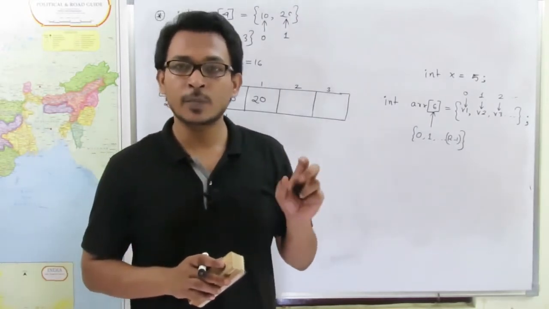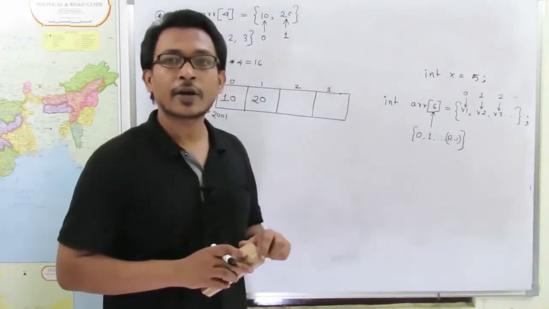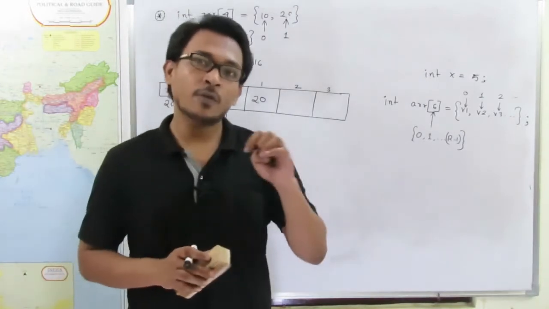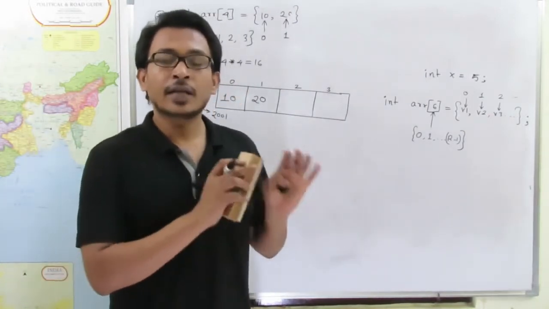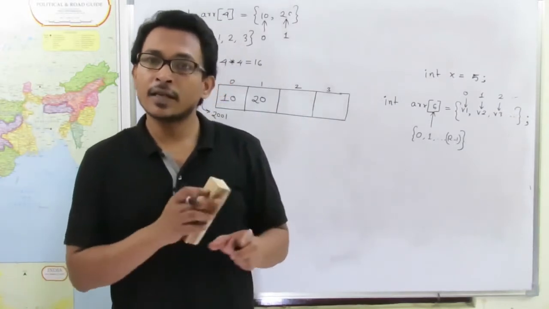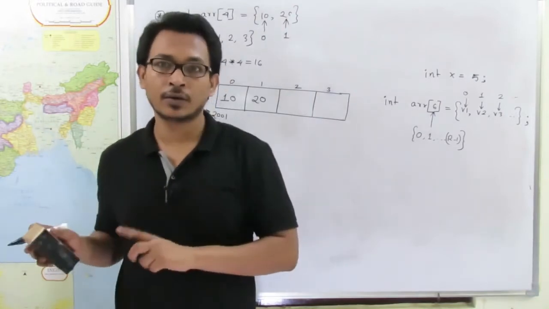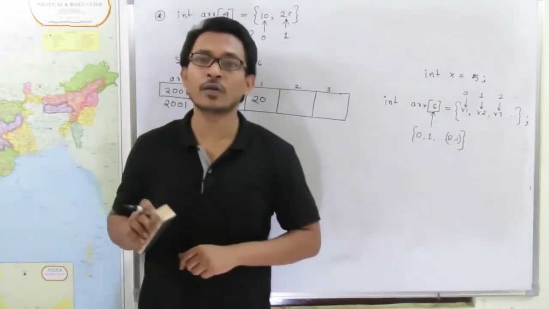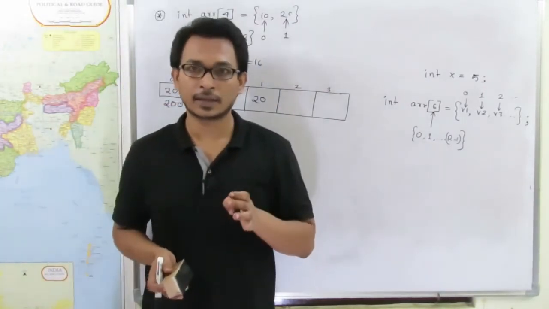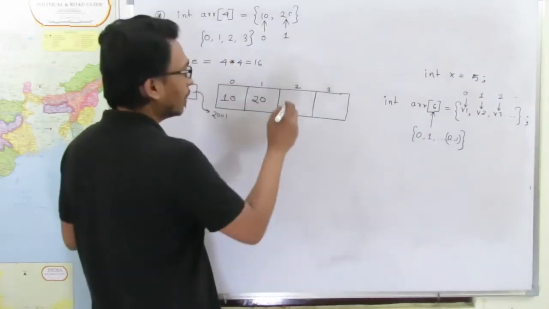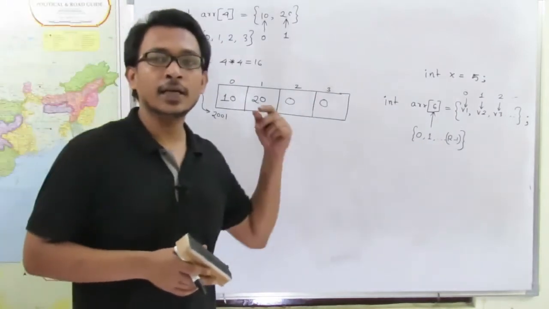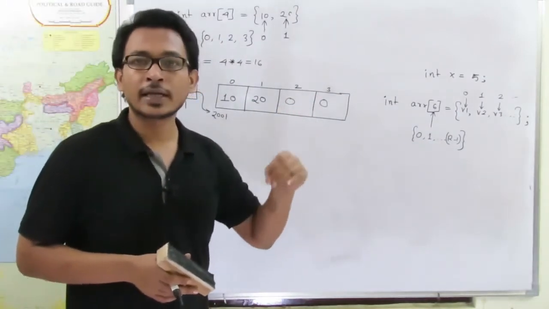Whatever the memory space from which the memory is allocated for this array, it does not matter. Even though the memory is allocated from the stack section, if the array is partially initialized, the system will initialize the remaining values with 0. Clear? The remaining elements of the array will be 0, even though memory is allocated from the stack section. Clear? So these elements will be initialized with 0. This is called partial initialization. So in this way also we can initialize an array.